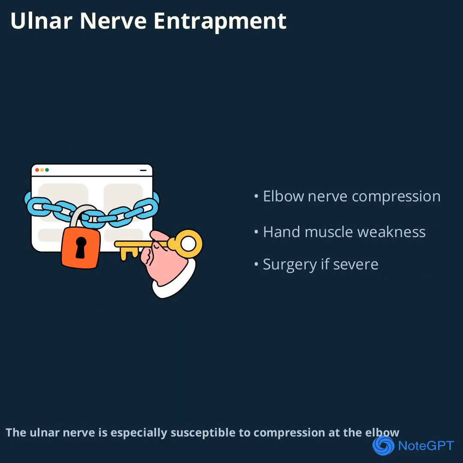The ulnar nerve is especially susceptible to compression at the elbow, leading to numbness and tingling in the ring and little fingers. Severe cases can cause muscle weakness and wasting in the hand, resulting in a claw-like appearance.